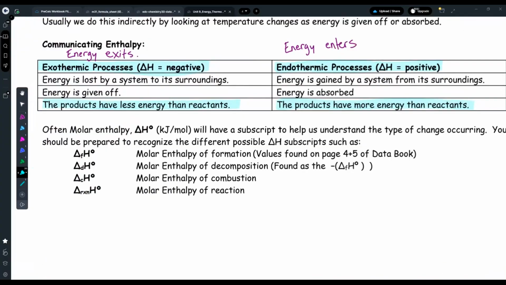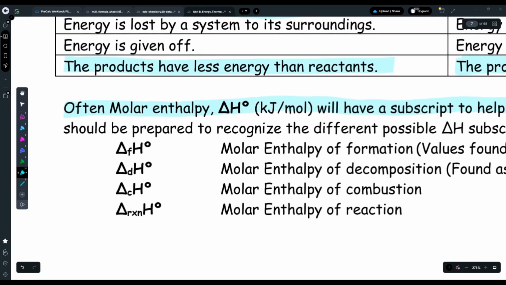Now, when we talk about change in enthalpy, we also have to talk about the change in molar enthalpy. Often, molar enthalpy is going to have a subscript to help us figure out what type of reaction is happening. You should be able to read these subscripts and know that they're talking about different types of reactions and the molar enthalpy involved in them.